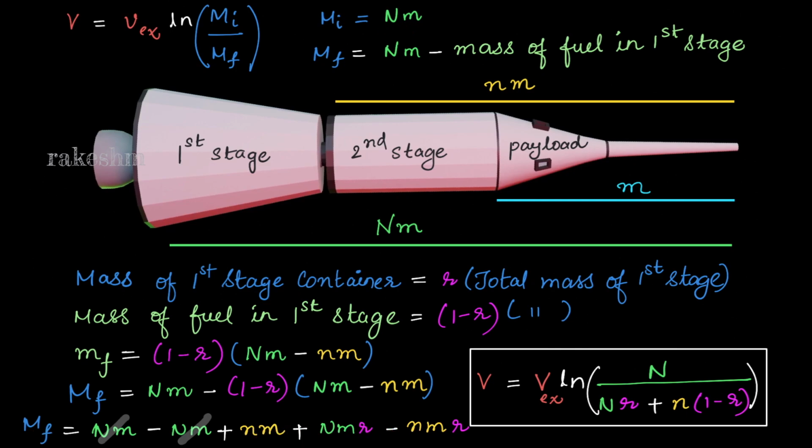We will put these both in this equation and finally we get the velocity of the rocket after first stage burn: V equals V exhaust ln of capital N divided by capital N into R plus small n into 1 minus R. See, in the question he has given this as small v and this is capital V, so that there is no confusion I am just writing this as Vx, that is V exhaust. So finally this is the answer to our first question.